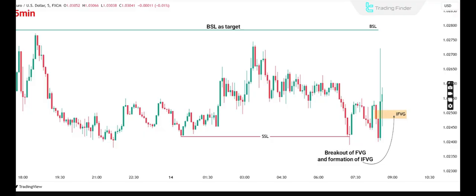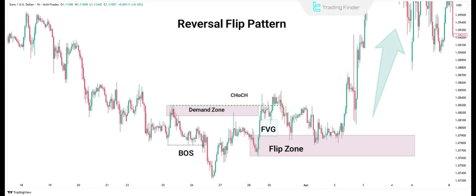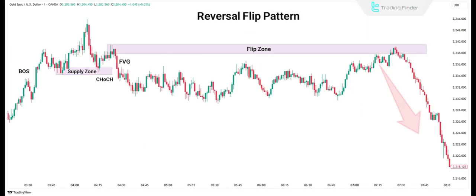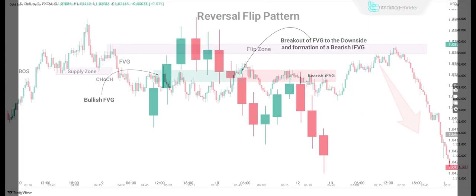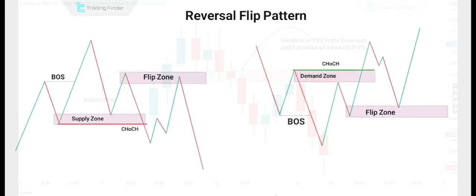Bearish continuation, demand to supply flip. In a downtrend, the price enters a demand zone but breaks it without reversing, turning it into a supply flip zone. This confirms seller dominance and provides a basis for short setups in line with the trend.